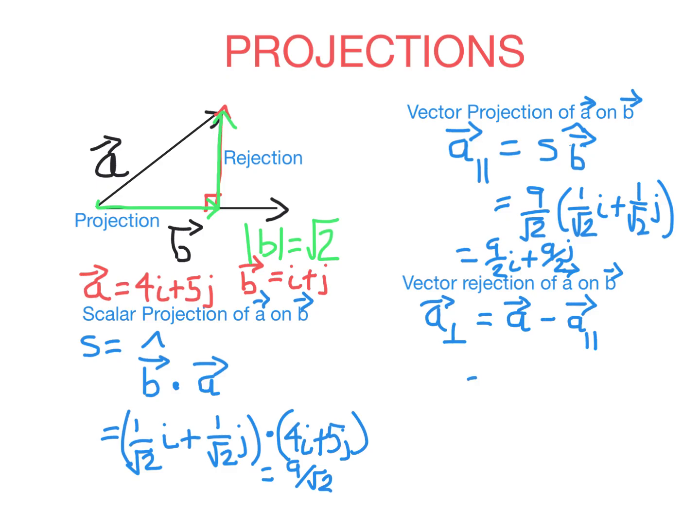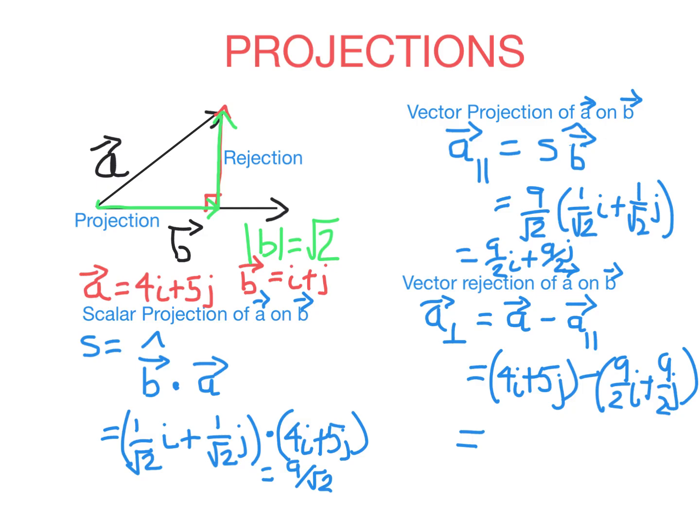So we take our vector A, which was 4i plus 5j, and we simply subtract the vector we just found, 9 over 2 i plus 9 over 2 j. This is a simple vector subtraction. We just subtract the two components. We get minus 1 over 2 i plus 1 over 2 j. And notice if you add this vector and this vector, you get this vector.